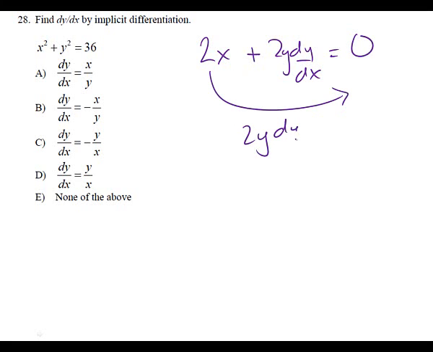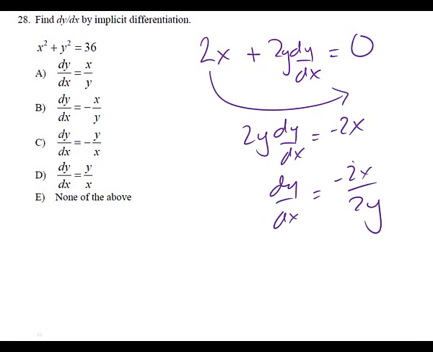I'm going to move the 2x over. What do we get when we move the 2x over? Negative 2x. Okay, what do I do to move the 2y over? Divide it. So we've got negative 2x over 2y. Those cancel. I get negative x over y. B. And a big hint on that one, you guys. No matter what square number I put here, aren't I going to get the same answer every single time I do that problem?